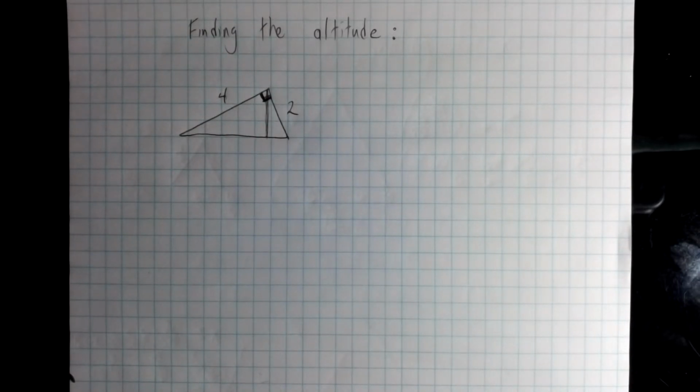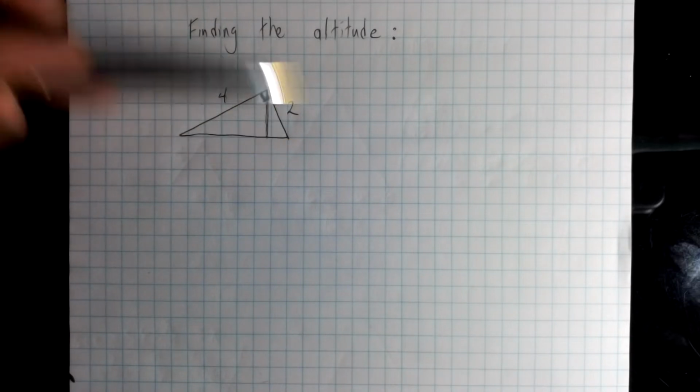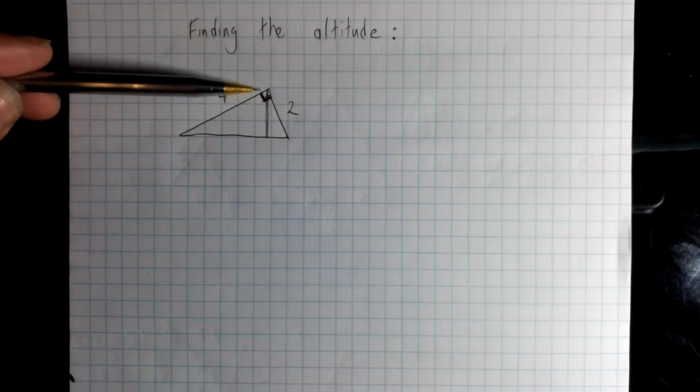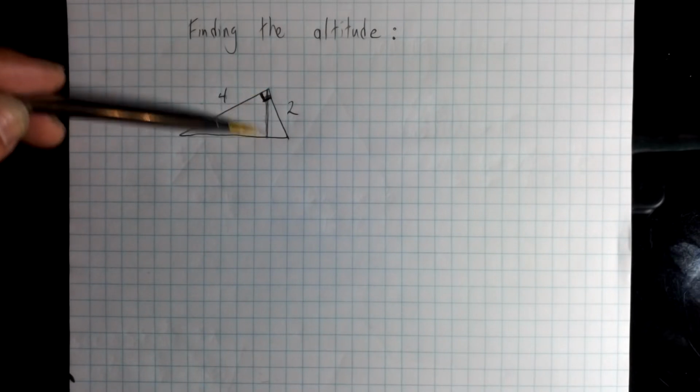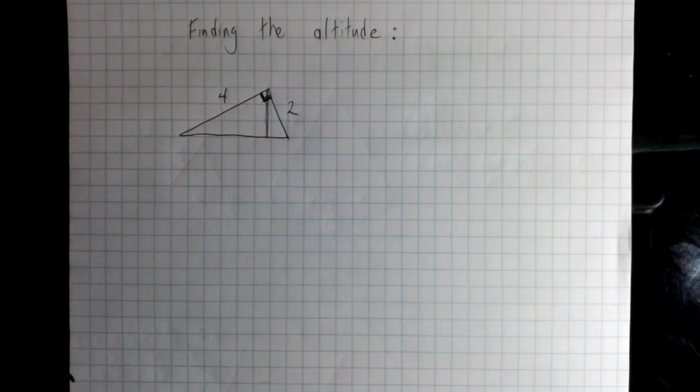We're going to be finding the altitude, and this is the kind of question you'll be getting on your quiz this Friday. The first thing you have to do is notice that this is a right triangle, and you have to know that the line from the 90-degree angle to the hypotenuse is the altitude. You need to find this length.